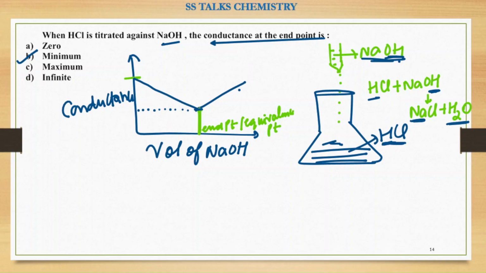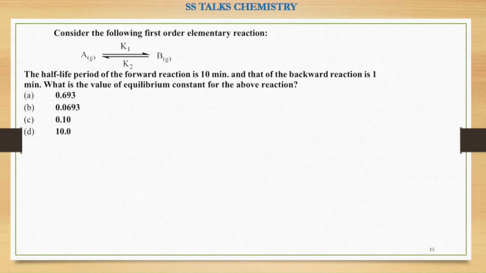Okay. Next we have this. This is from the kinetics chapter, but I have added it in this unit only because not many questions were there from kinetics. There was only a single question, so I have included it in this part. It says consider the following first order elementary reaction. A is giving us B and B is going in the backward direction giving you A. The half-life period for the forward reaction and that of the backward reaction are given. What will be the value of the equilibrium constant in this?